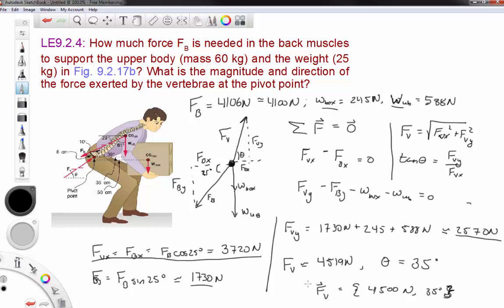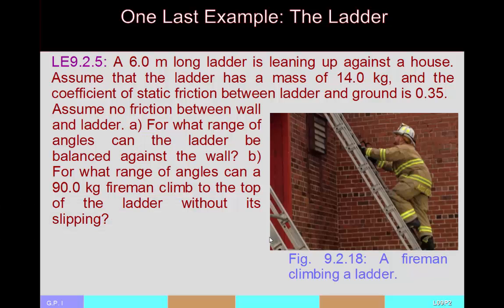So that is, once again, quite a bit of force, given that we are only trying to lift a 245 newton box. Last but not least, I want to look at an example with a firefighter climbing a ladder that's leaning against a house. We'll take the ladder to have some mass and some given length. We'll give the firefighter some mass, and we'll give a coefficient of friction of 0.35 between the ladder and the ground, with no friction between the wall and the ladder.